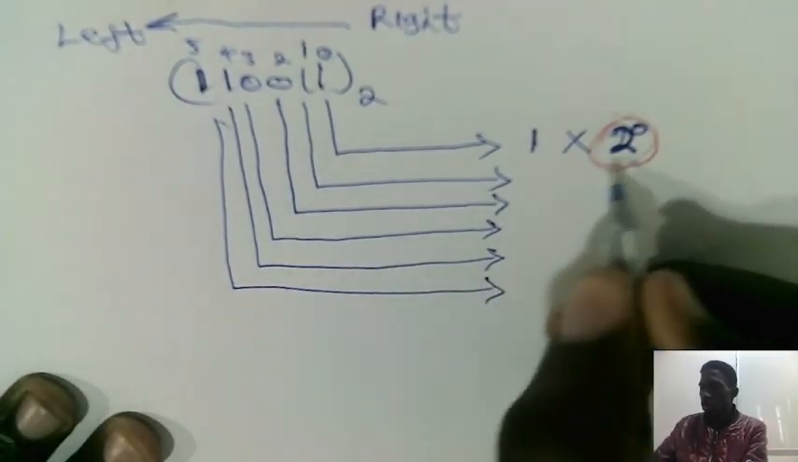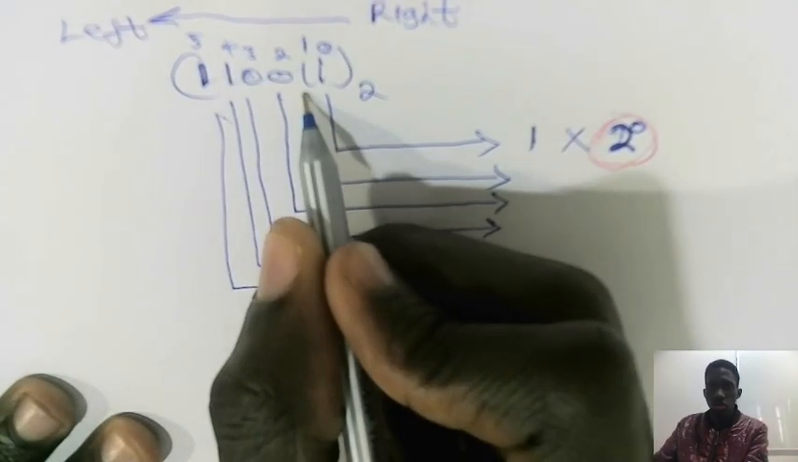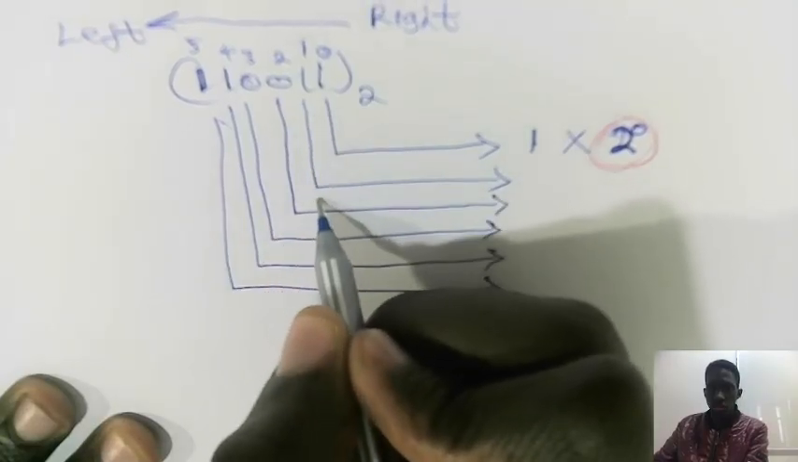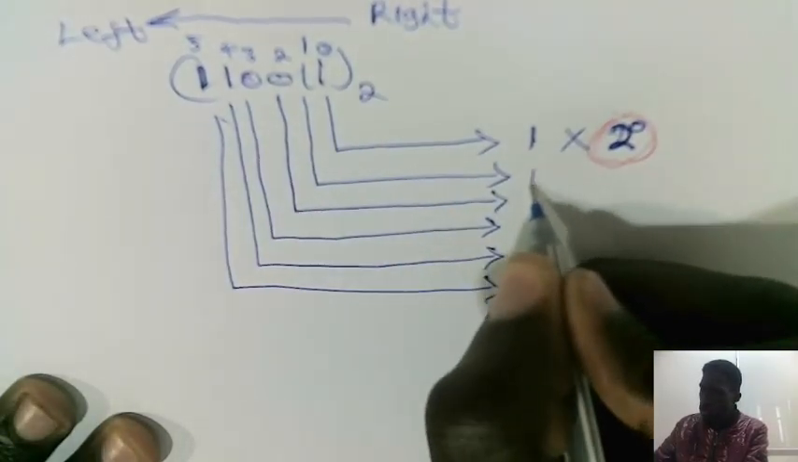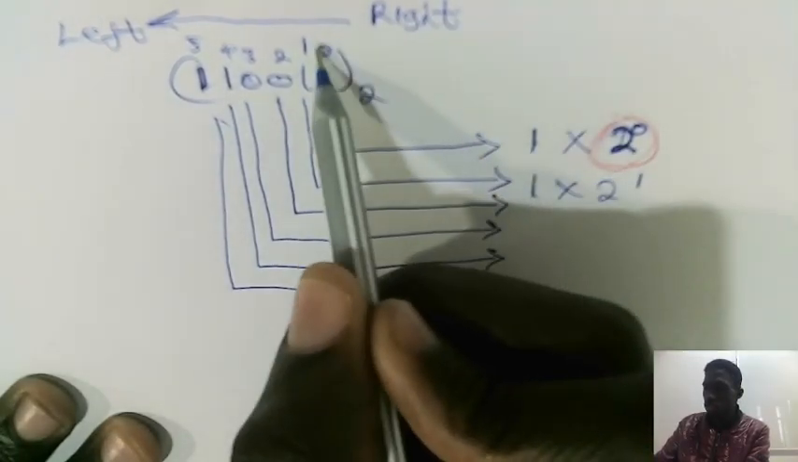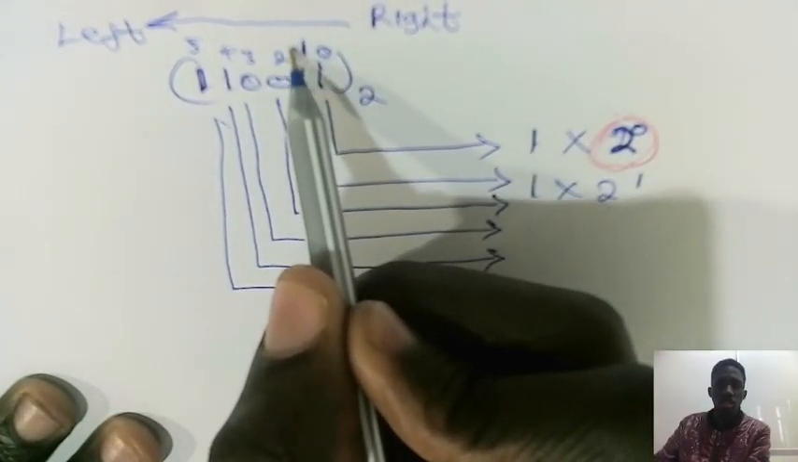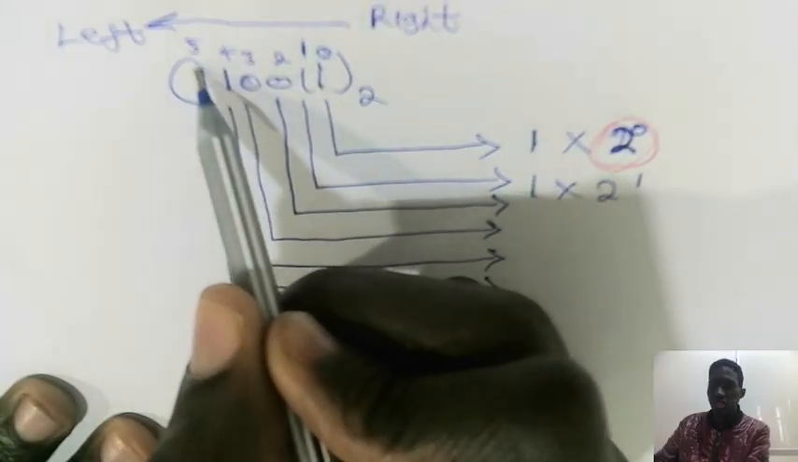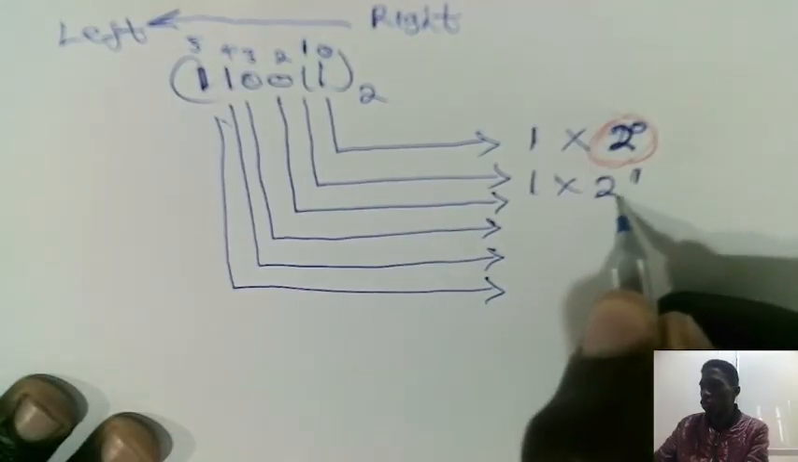So 1 times 2 to the power of 0. For this one, we have 1 times 2 to the power of 1. So the power here is just the number that you wrote on top of each digit. That will be the power of 2.